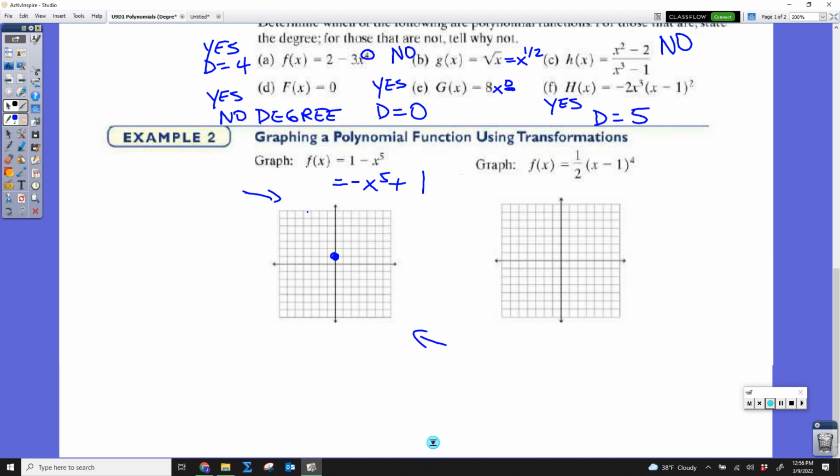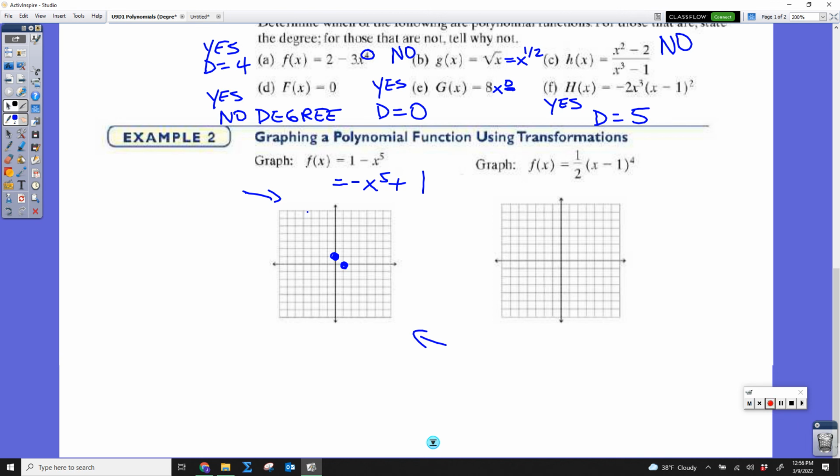Okay, now, if we're not sure where it's at, which by the end of the class I hope you'll feel a lot better about this, you can always plug a number in, right? So if you plugged in 1, so it'd be 1 to the 5th, which is 1. Now, negative 1 plus 1 would be 0. So we know there's a point right here.